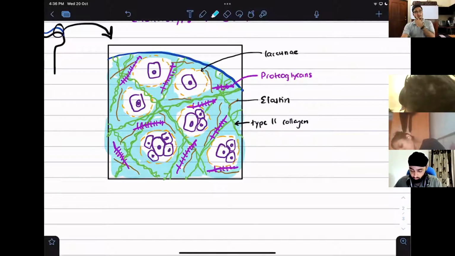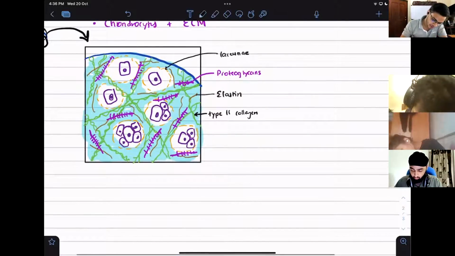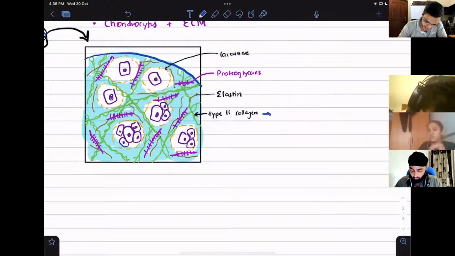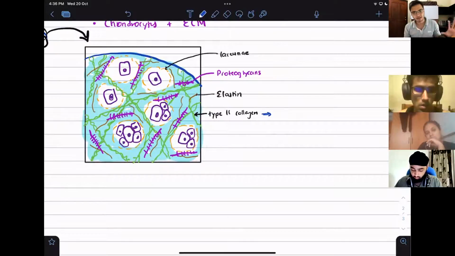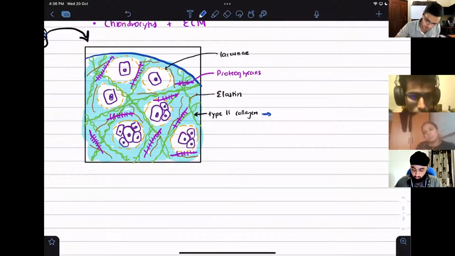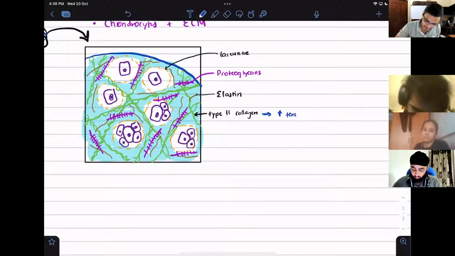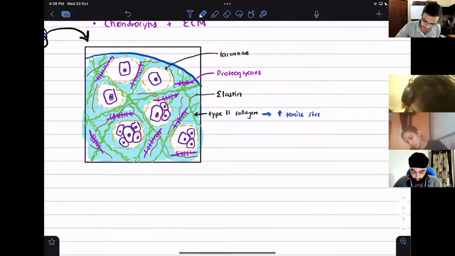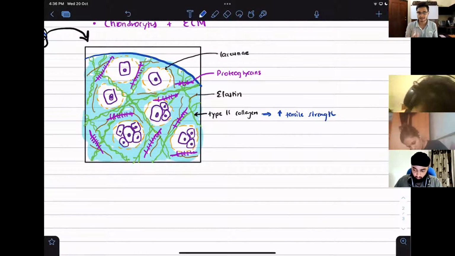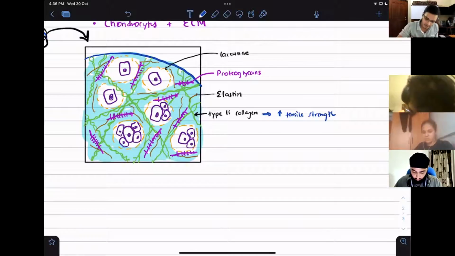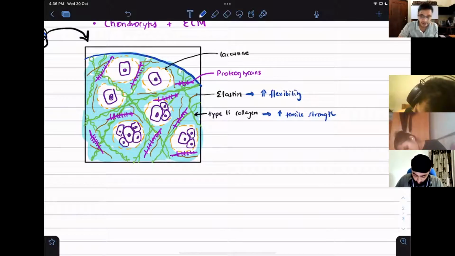Now, look at this. What are these proteoglycans? The other ones are obvious. Collagen: when we have type 2 collagen tightly intertwined, structurally arranged, holding everything in place, what does it do, guys? It helps to increase tensile strength. Elastin, what do you think elastin does? Increases flexibility. What do these proteoglycans do?